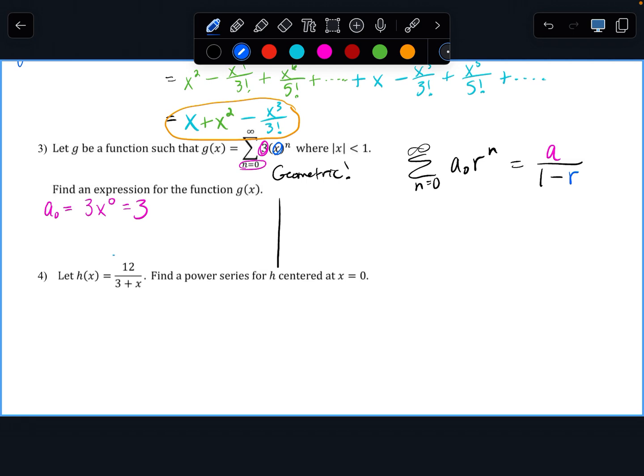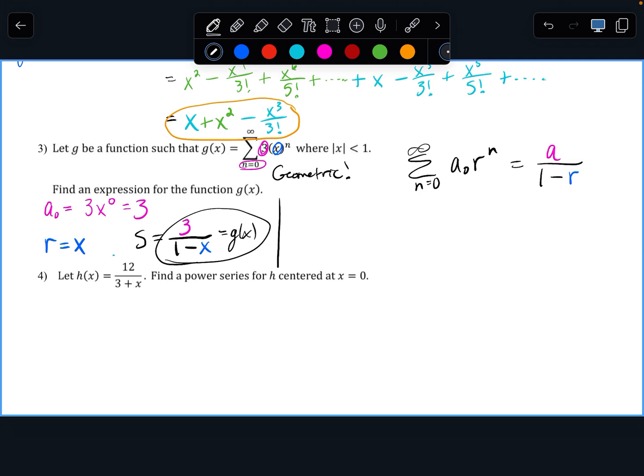So you could say, oh, my r equals x, because there are no numbers in it yet. We're still going to plug numbers into it. And then you just use the formula for the sum, right? This is like unit 9 stuff: put the first term over, and go 1 minus your r, which is x. So that's your g of x. That's your answer. Okay, that's one way to do it.